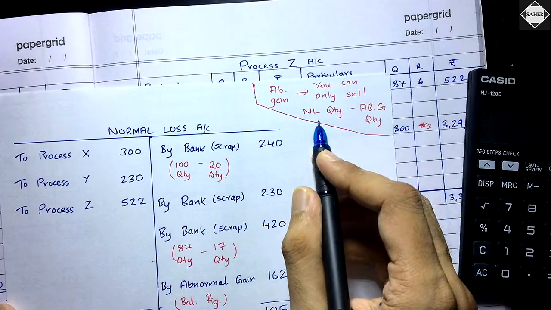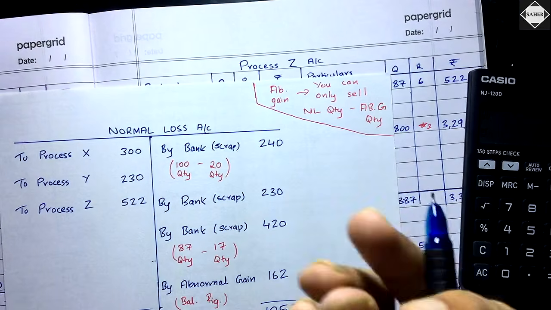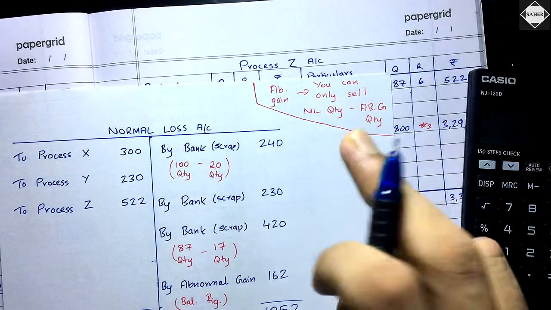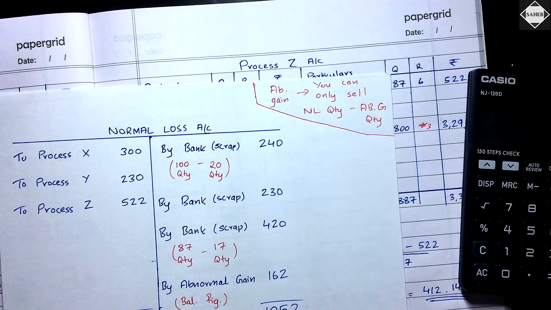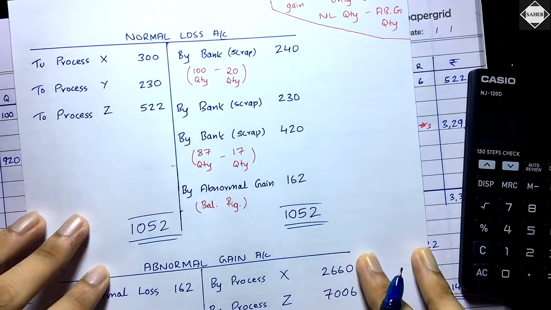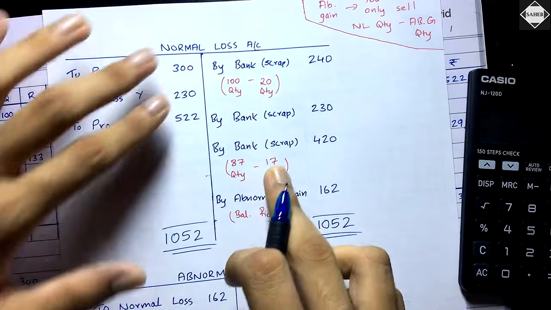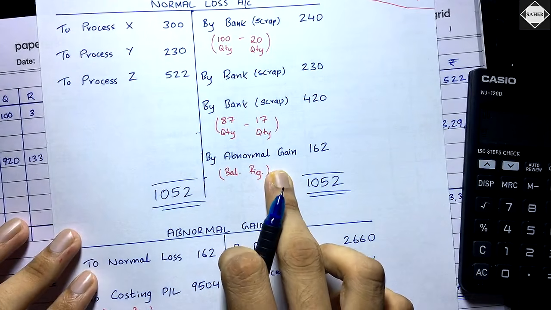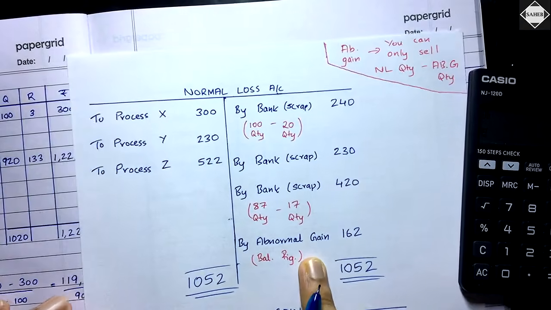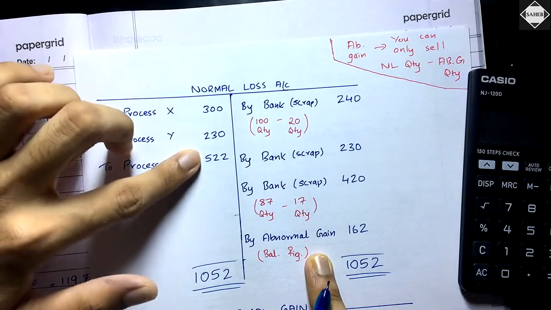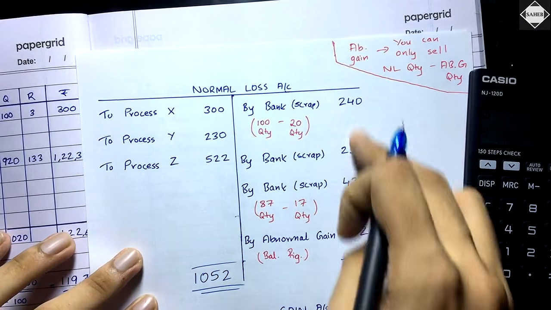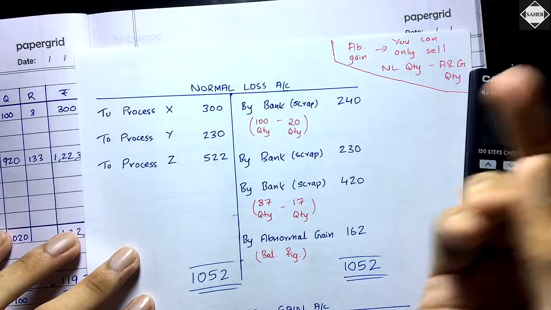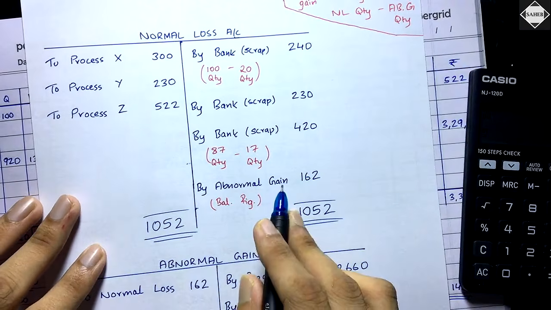You have to do normal loss quantity minus abnormal gain quantity, and whatever quantity you get, you can sell at the scrap value in that process. You understand that. Fine. So you have done that till here, and then what will happen? There will be a balancing figure. Why will there be a balancing figure in the normal loss account? Because these are on an estimated basis, and this is on the actual value, whatever you have actually fetched from the scrap. So the balancing figure would go to abnormal gain.